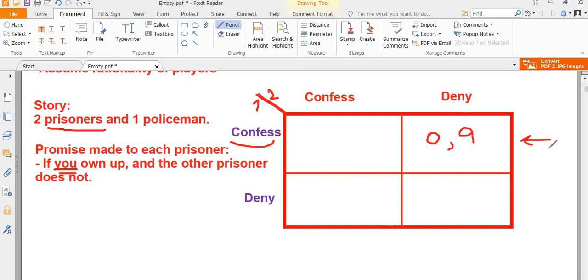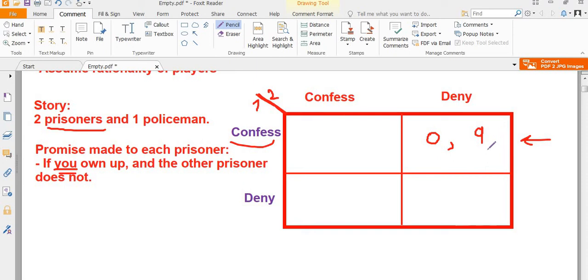Suppose they'll be given a 9-year jail time. Now the thing is, maybe a 9-year is too much. Let's say it's a 6-year jail time, or maybe let's keep it 9-year. We want the punishments to be high so as to make people good, right? We need to incentivize people to be good. So suppose this is 9.